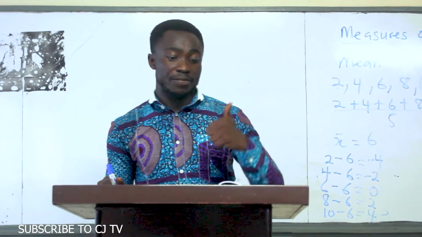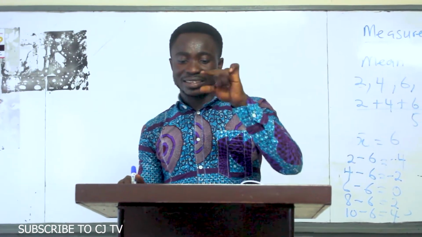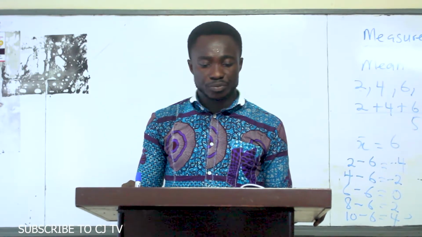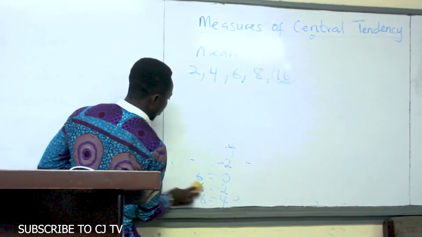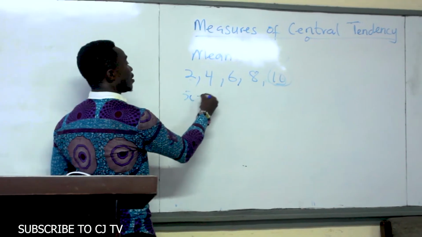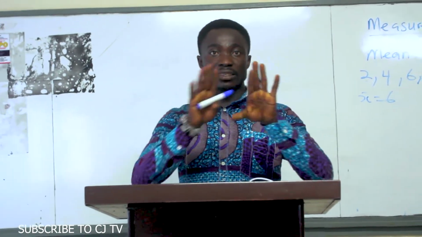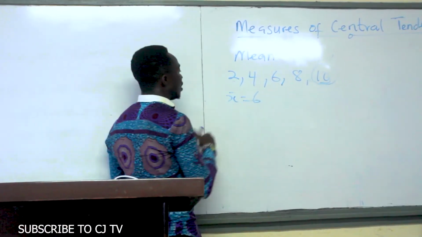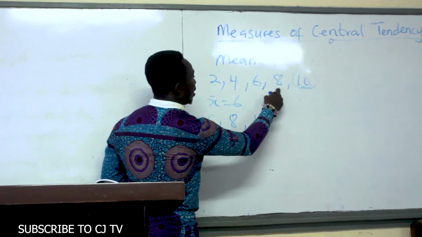Now, the fifth property is, if the same value is added to or subtracted from every number in a set of scores, the mean goes up or down by that value. For example, if we have the following scores, at first when we calculated the mean for these scores, we had a mean of 6. Now let's assume the same value is added, so let's take a constant 4. Now we're going to add 4 to all the scores. So 2 plus 4 will be 6. 4 plus 4 will give you 8. 6 plus 4 will give you 10.